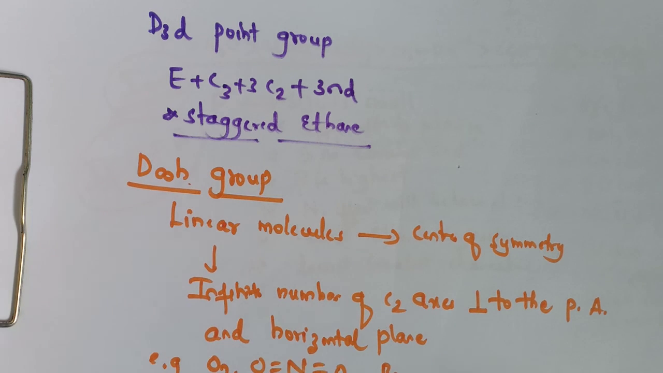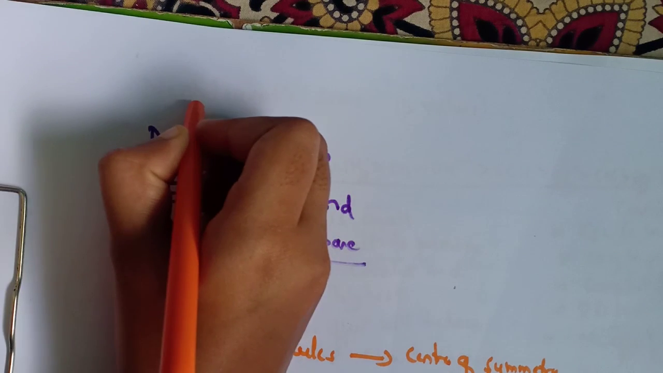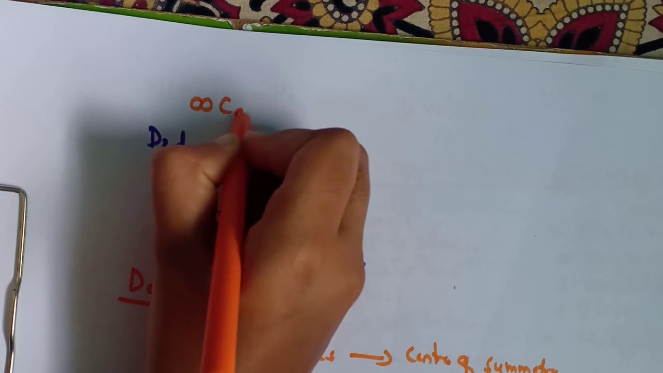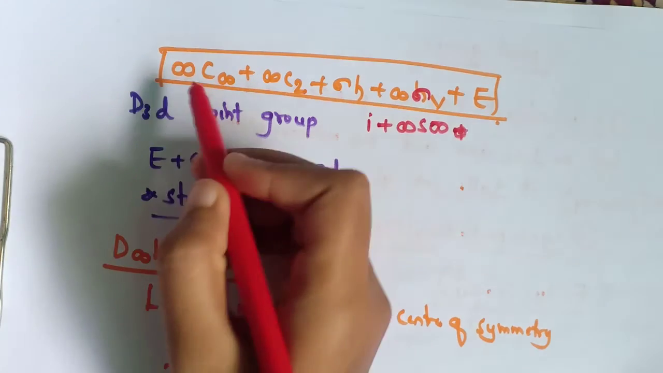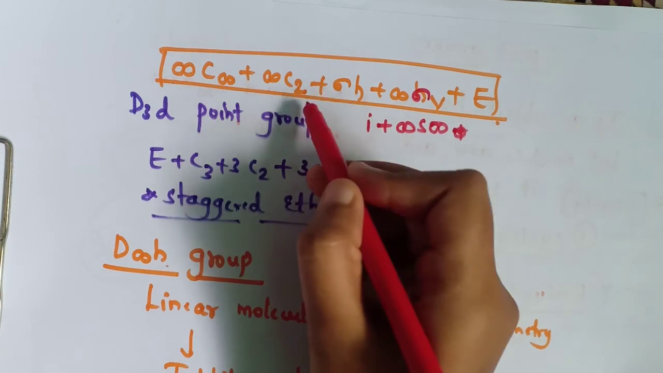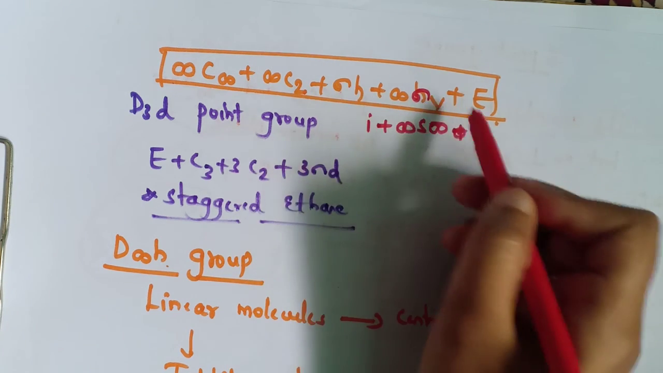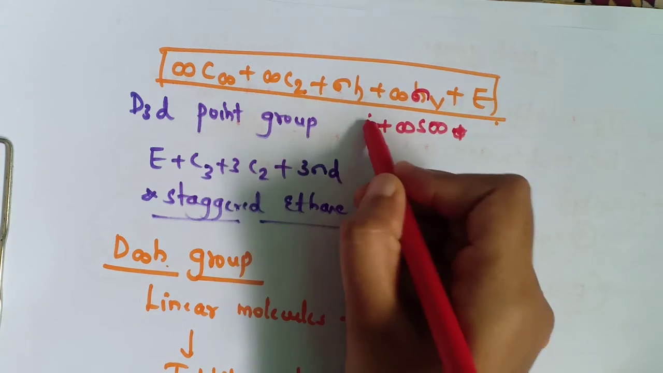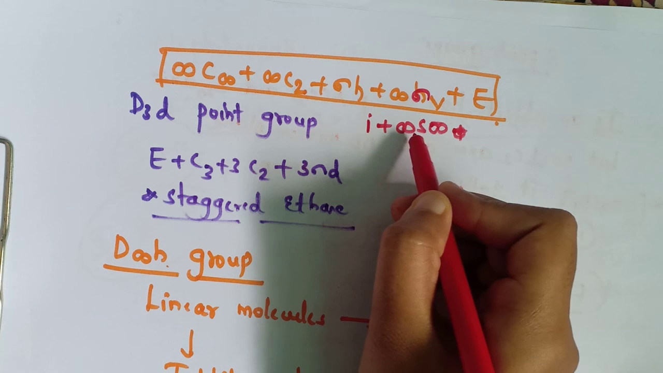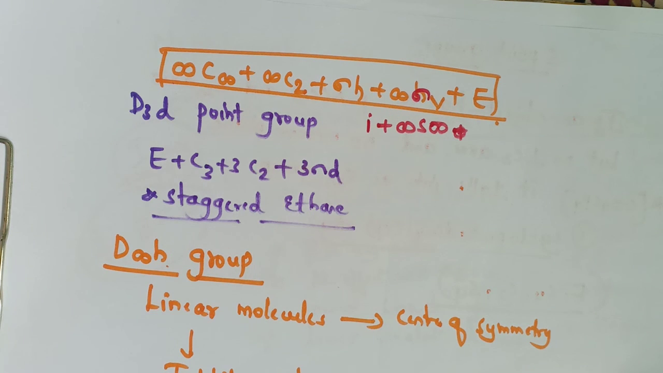Let's see the symmetry elements of this. The symmetry elements present are infinity C infinity plus infinity C2 plus sigma h plus infinity sigma v plus identity and inversion, and also infinity S infinity. It is an improper rotation symmetry.